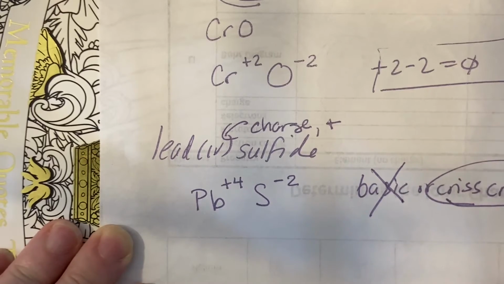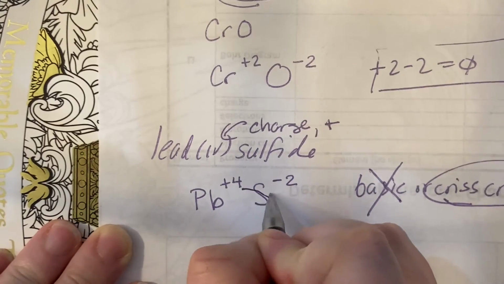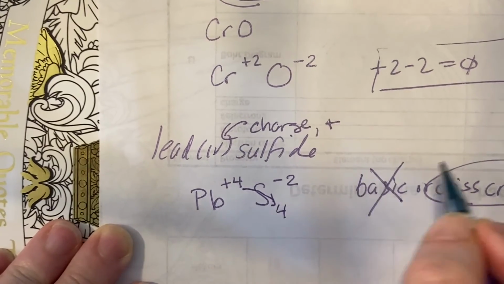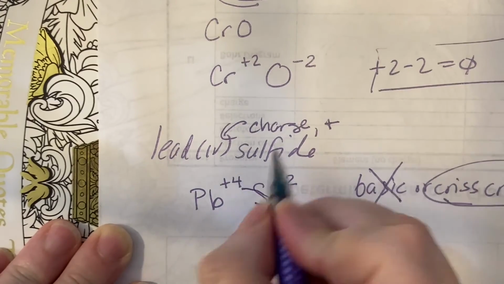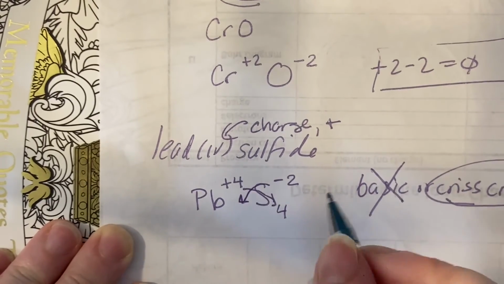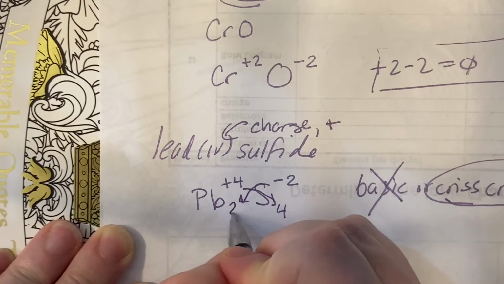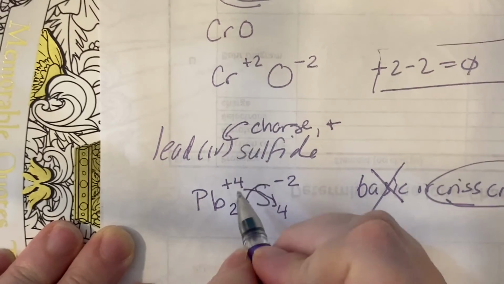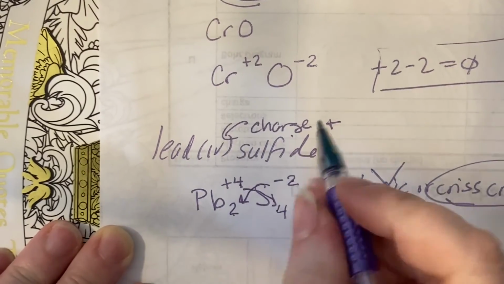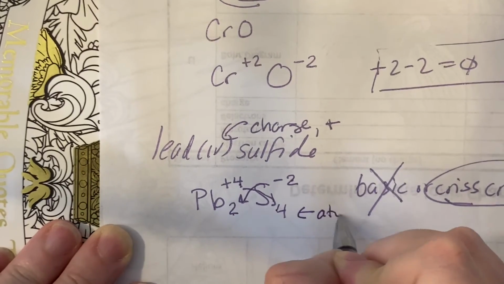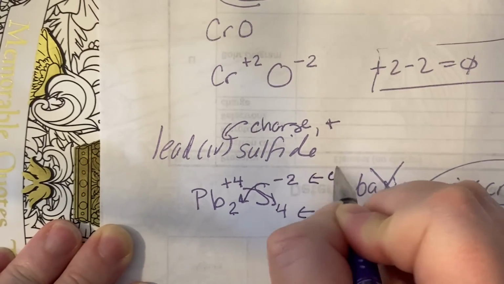We have to crisscross here. So the 4 from lead goes down to be 4 atoms of sulfur, because it's the absolute value. -2 from the sulfur becomes 2 and goes down there with the lead. So you switch their places and you write the absolute value, because the bottom is the number of atoms and the top is the charge.